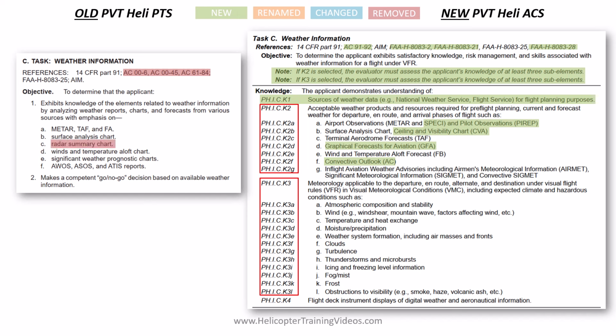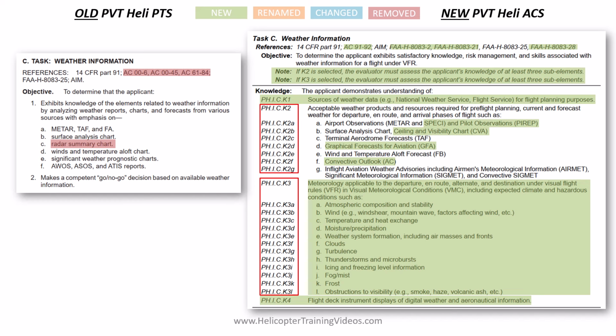Interestingly, the radar summary chart has been removed, has not been brought across to the ACS, but radar is obviously still an important part of weather information. And this section here implies the ability to explain such things as temperature and heat exchange, microbursts, types of fog, how they form, etc. And the last piece is an understanding of flight deck instrumentation of weather and digital services if they're available. So if your aircraft has that capability, make sure you know how that works.